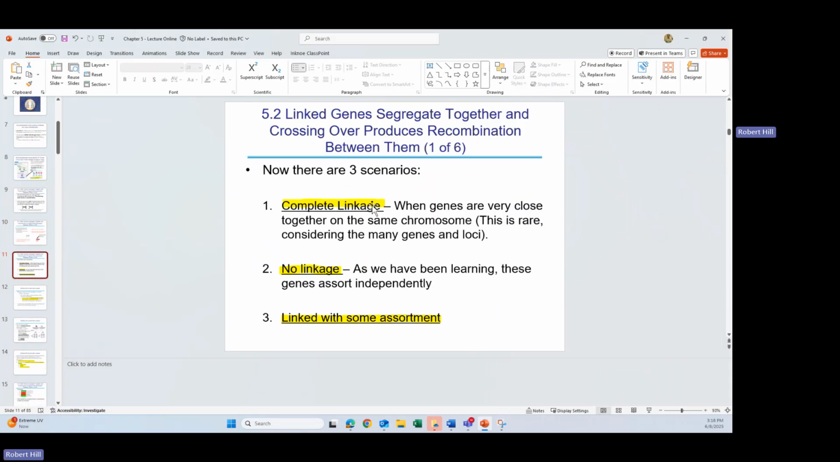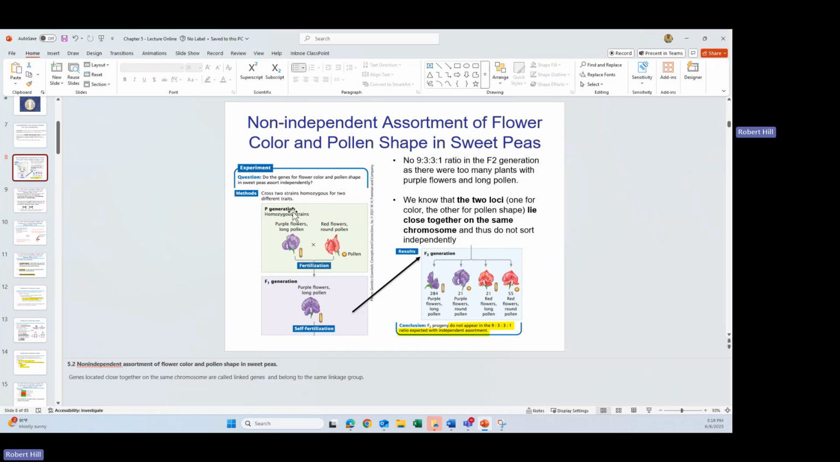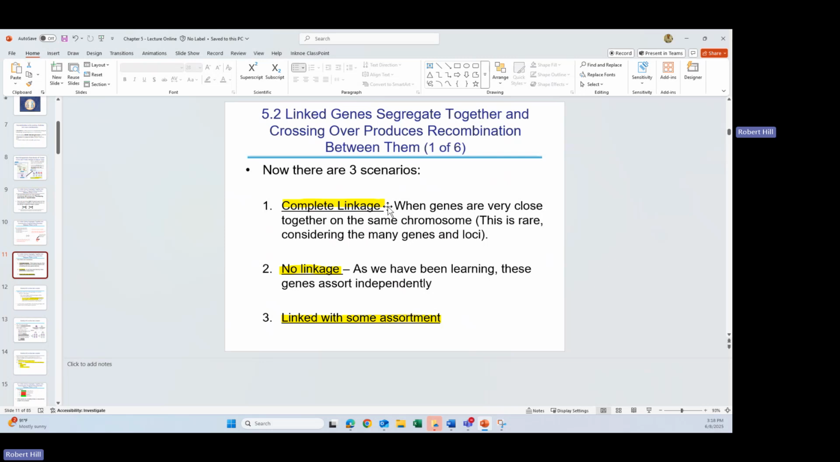All right. Now this is important. So there are 3 scenarios when linked genes segregate together. Actually, there's 3 scenarios under any sort of segregation. You can have what we've talked about before, no linkage, which means that the genes assort independently. We've now shown you you can have complete linkage, such as the example with the flower color and the pollen shape.